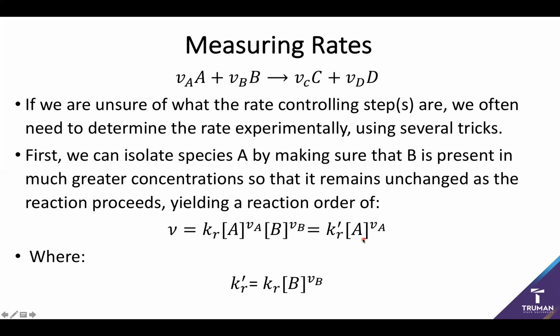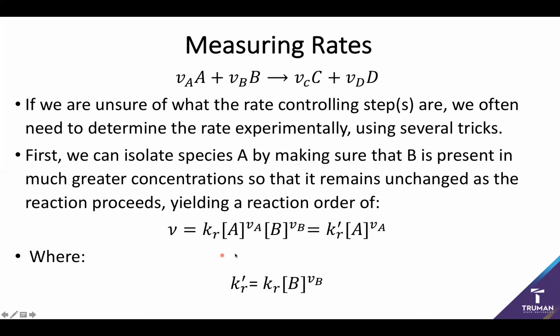And by making sure that B is at a much higher concentration, it lets me first isolate the order of A, and then it lets me come back and say, well, if I collect my K prime, and then I change my concentration of B, I should be able to collect another K prime and then another. And by monitoring multiple K primes and multiple Bs, you should be able to back out the order of the reaction with respect to B and the overall or real rate constant of the reaction.